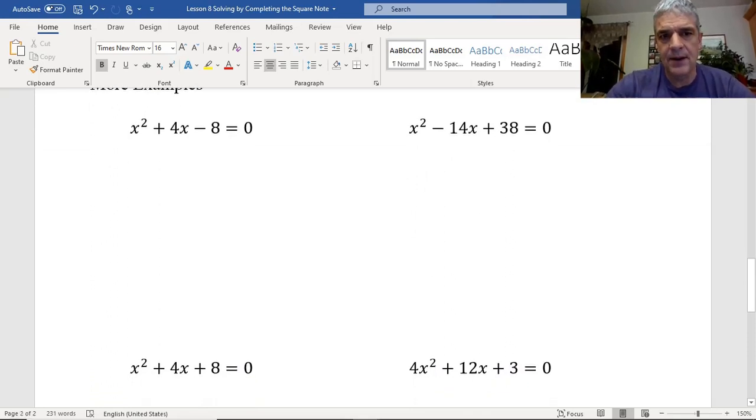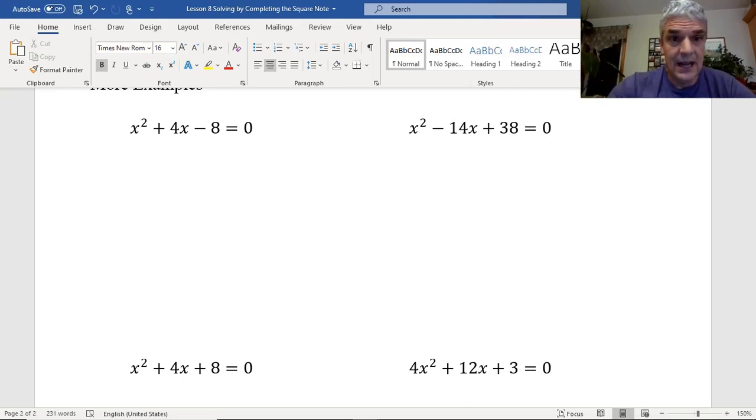So if I look at my very first one, x squared plus 4x minus 8, I ask myself, factors of 8 that have a difference of 4. Well, the factors of 8 are 8 and 1, they have a difference of 7, and 4 and 2, they have a difference of 2. So this is not factorable because there are no factors of 8 that have a difference of 4. So I have no choice. I must use completing the square.